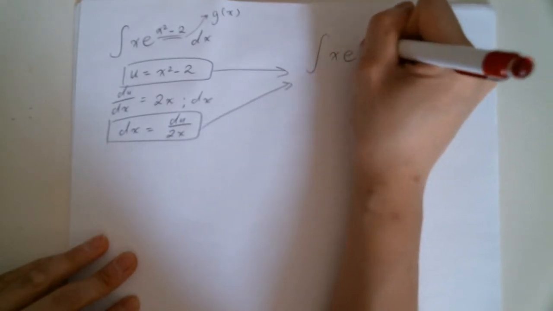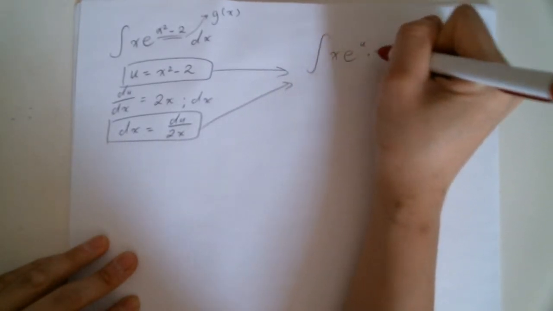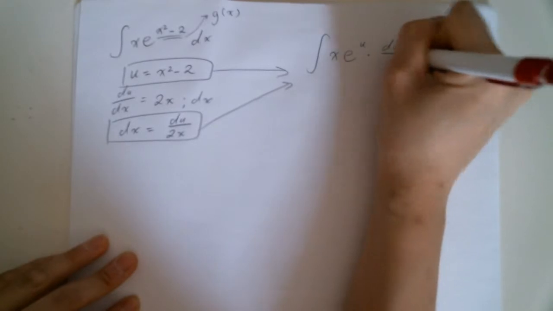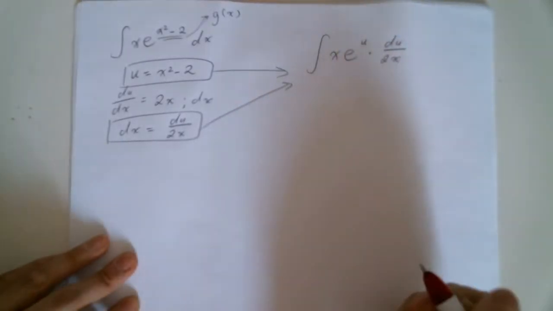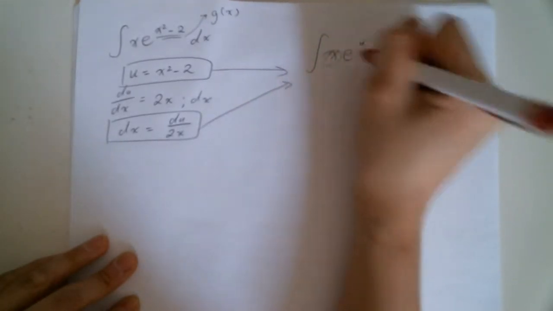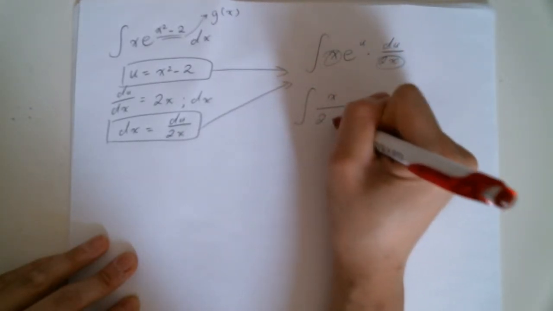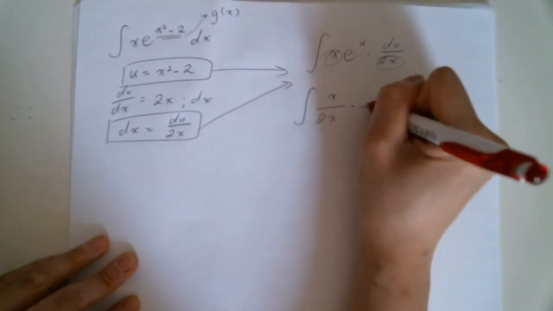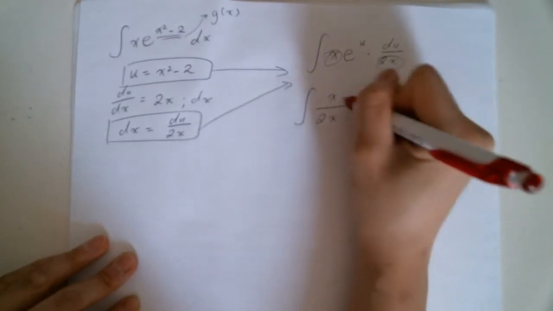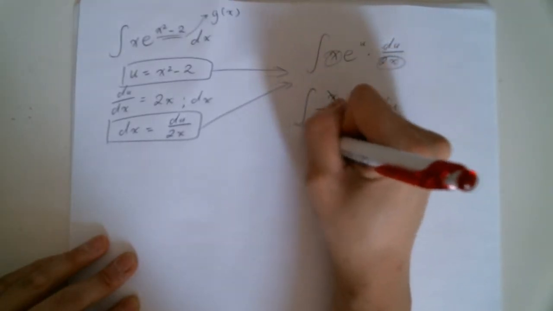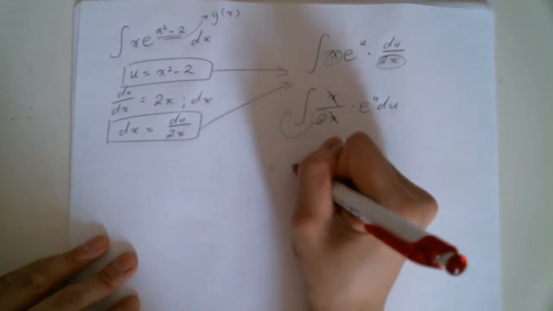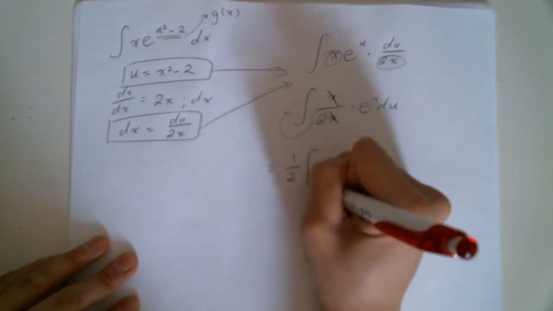So here we're left with x e to the exponent of u times du over 2x. And I'm just going to move this over just to make it look a little bit more conspicuous. But you'll see that the x's will indeed cancel and leave you with just a constant of 1/2, which you can nicely move into the front due to the constant multiple rule.